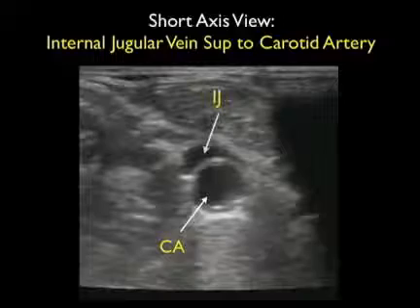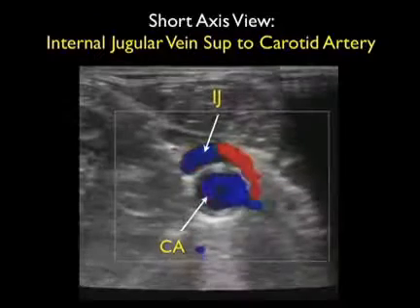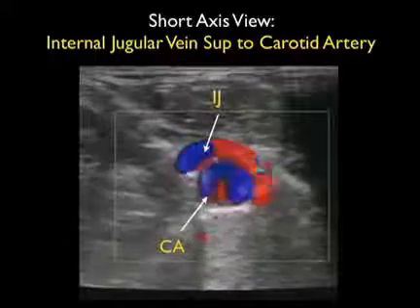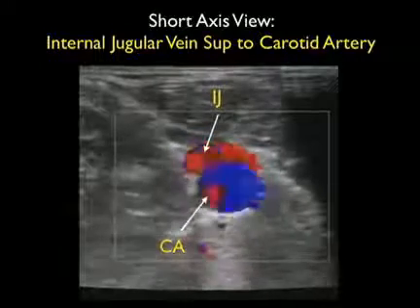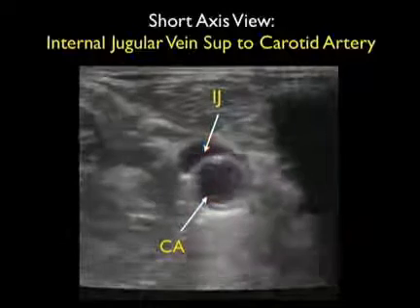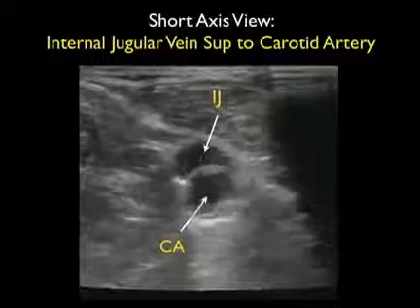Here's a different patient in which the internal jugular vein is seen smack on top of the carotid artery. Notice here we'll place Doppler flow to confirm the carotid artery, shown here deeper to the more superficial internal jugular vein. In this patient, it would be extremely difficult to cannulate the internal jugular vein without puncturing the carotid artery. Best to attempt cannulation in another area of the body.